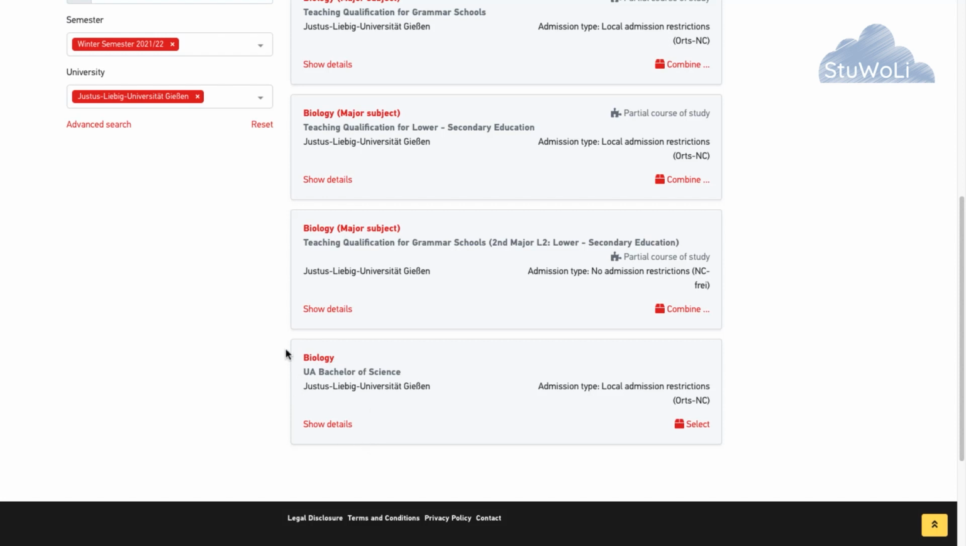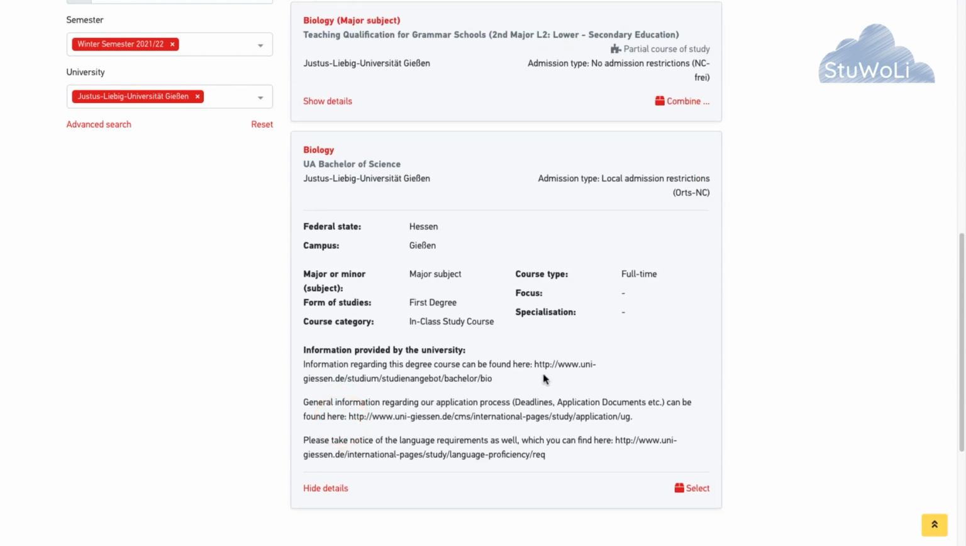For example, you can go for biology, a Bachelor of Science here. If you say details, you see the general information here, nothing specific. You have, yes, the specific web page for this program, the bachelor program. You can go there and inform yourself, but you will not land there in the first year. You will go to Studienkolleg first. Okay, let's click on select.